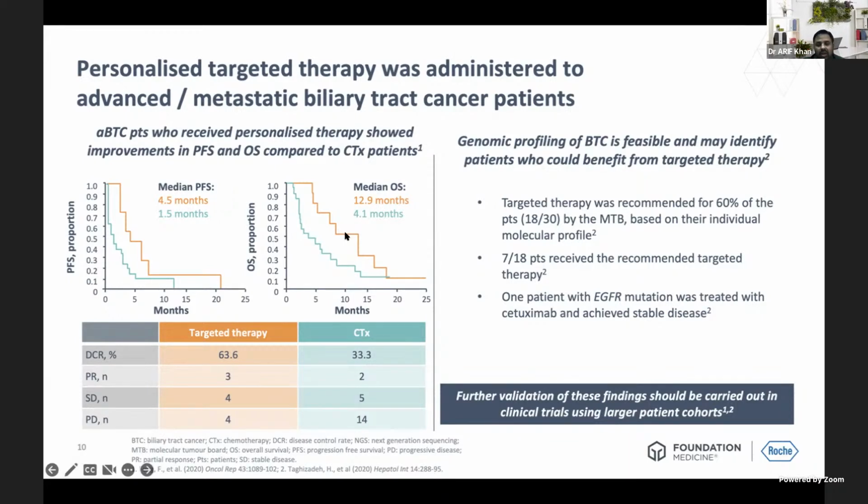So these targeted agents, when we use them intelligently and target with matched therapies, improve the outcomes and the survival. And look at the disease control rate, it is around 60% with the use of targeted therapy as compared to just 30% when we use the chemotherapy.